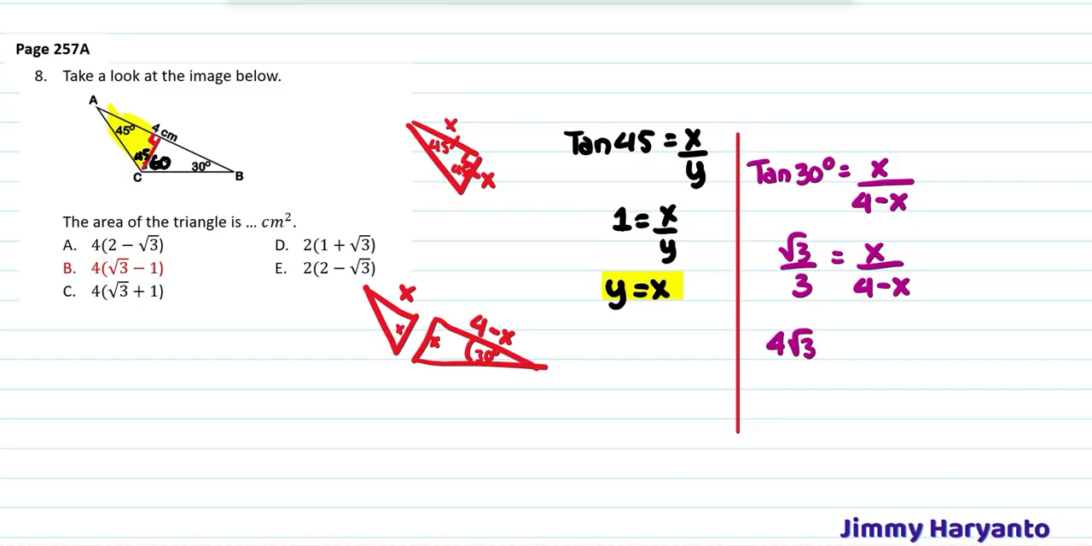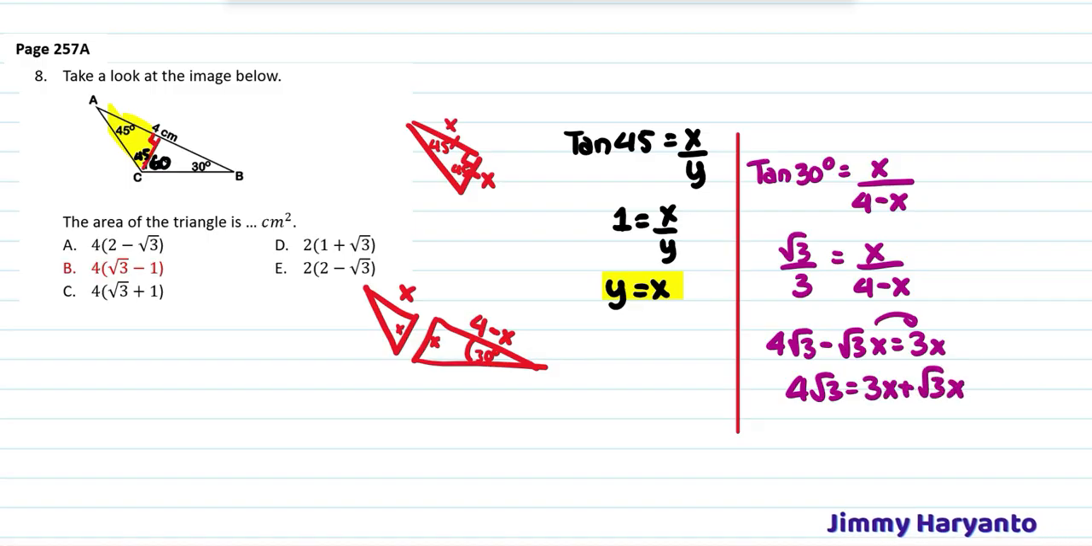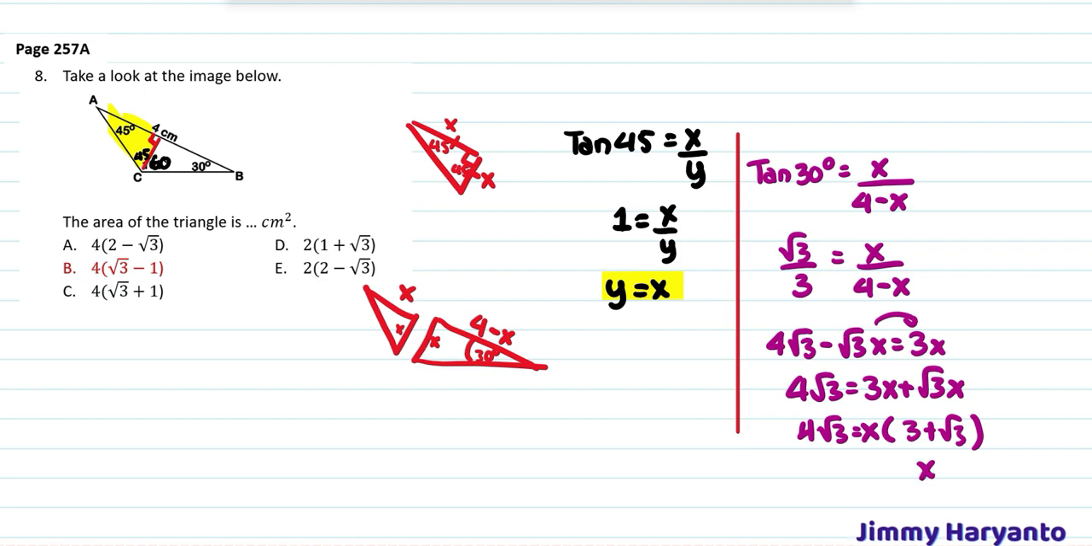4 square root of 3 minus square root of 3x equals 3x. And then you move this: 4 square root of 3 equals 3x plus square root of 3x. And then you factorize the x out. So you will only have 3 plus square root of 3, and then you move them all: 4 square root of 3 over 3 plus square root of 3. Okay, this is the x.